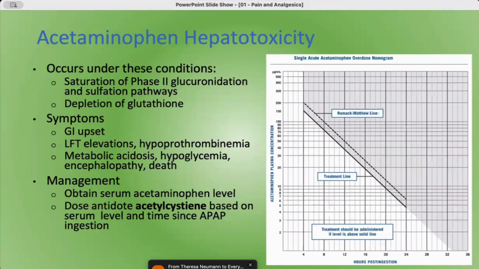So we manage this through an antidote, basically acetylcysteine, which is a substitute for glutathione, which we can give to patients when they present with Tylenol toxicity. Again, this is the most common overdose that's encountered in medicine.